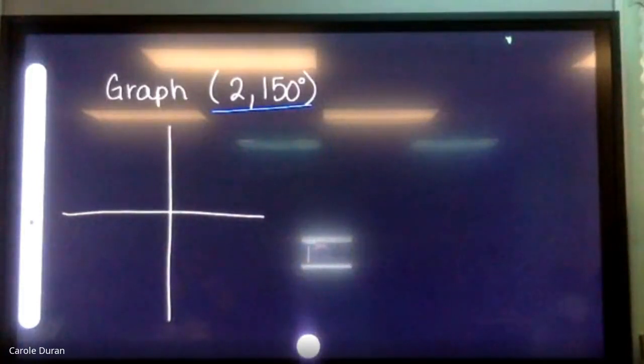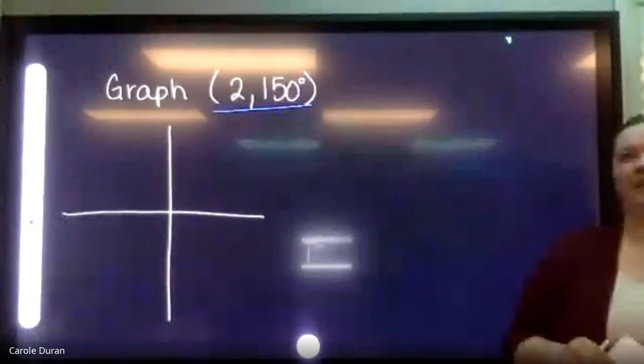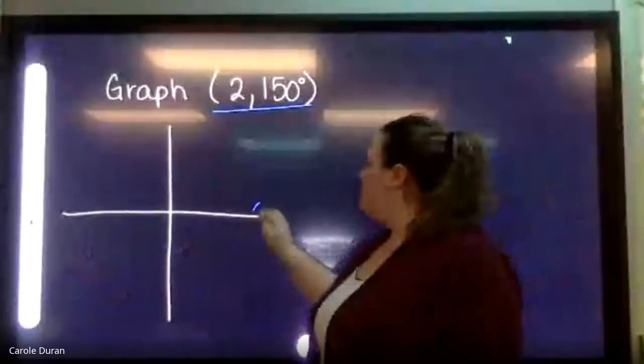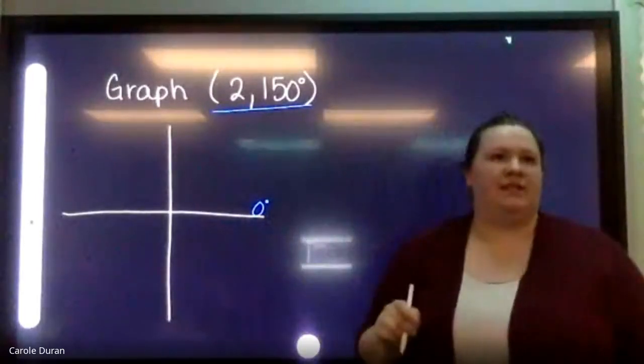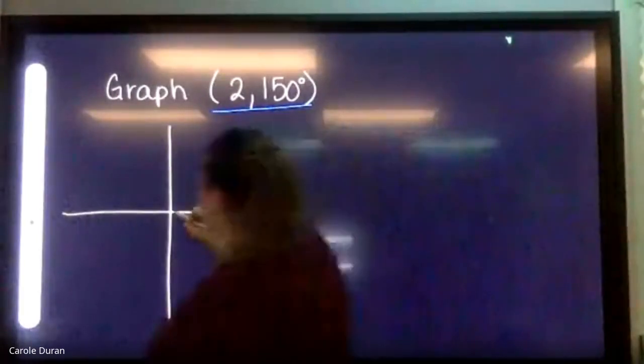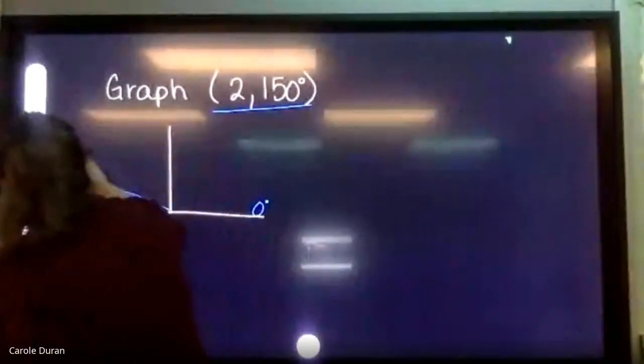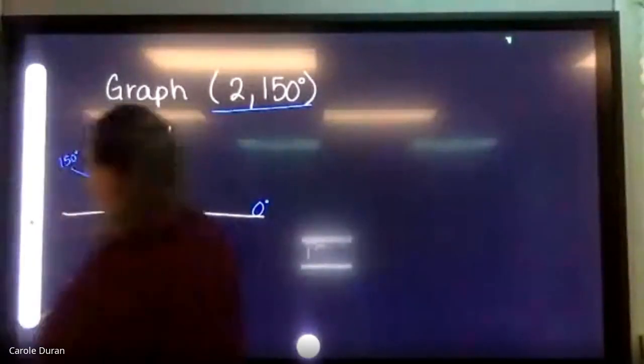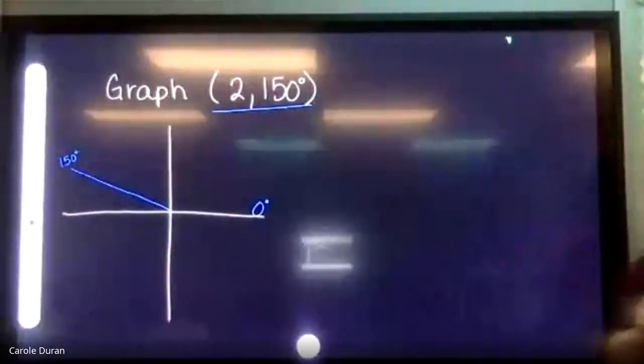So when I go to graph this, what do you think the first thing I need to identify from this point is? The angle. I have to know which angle my point is along before I can identify the distance. So I need to find 150 degrees on the circle. I know this is 0 degrees, so where's 150? Which quadrant? 2. It's going to be approximately right there. So that's 150 degrees.